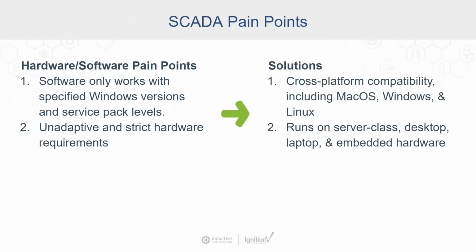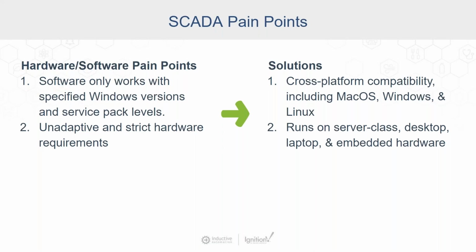Starting off, we'll look at some pain points related to hardware and software. Before you've even started development, there are some pain points that need solving. The first of which is that some software only works with specific Windows versions and service pack levels, or more broadly, they just have unadaptive or strict hardware requirements. So how do you fix that? How do you get around those pain points?